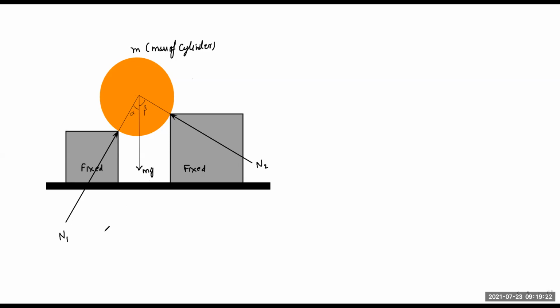So what you are supposed to solve and find is N1, N2. So find N1 and N2. Can you guys try this? Yes, sir. Okay, go ahead.